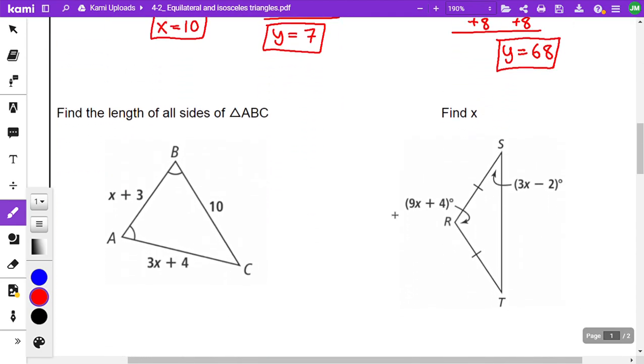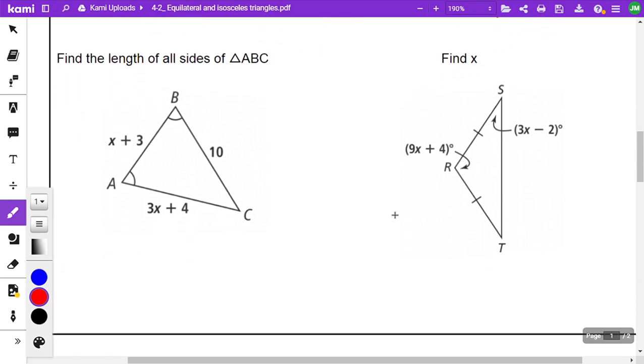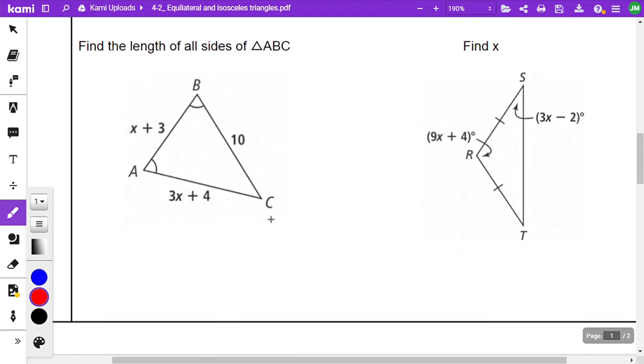All right, so now let's talk about isosceles triangles. In problems like this, we need to identify which of the angles are congruent based on what we are given, or which of the sides are congruent. If we're looking to find the length of both sides of ABC for this one, we need to establish that two of these will be congruent. And we can determine that if we take a look at what we have labeled here.